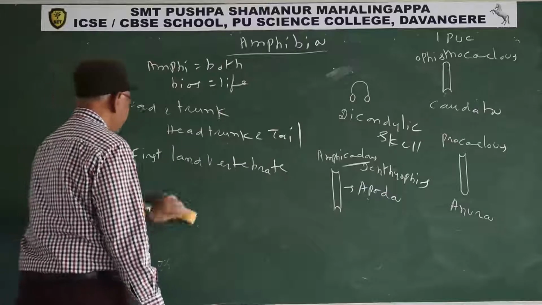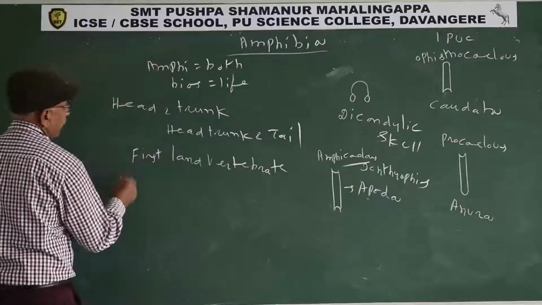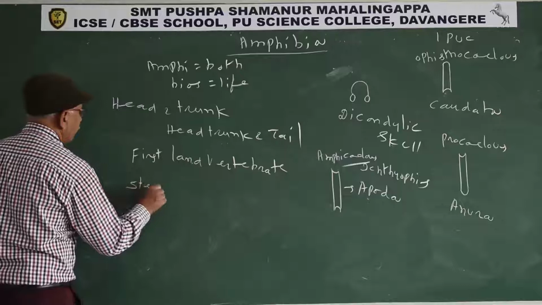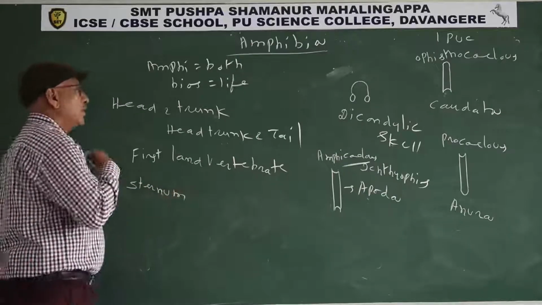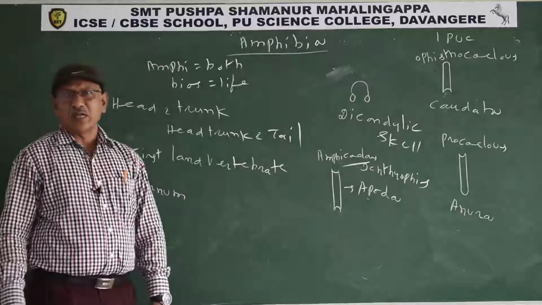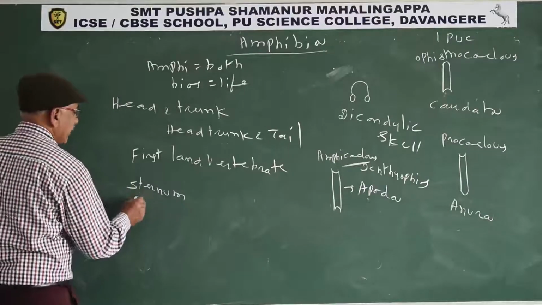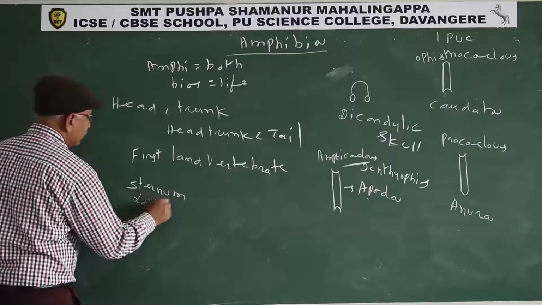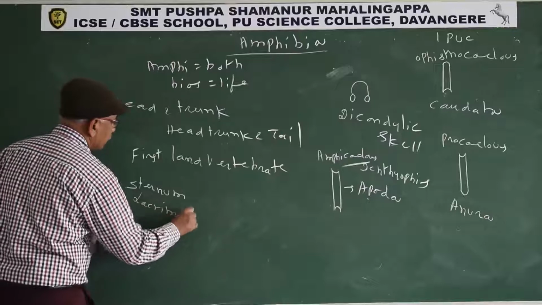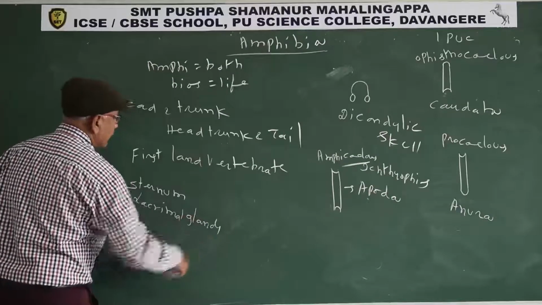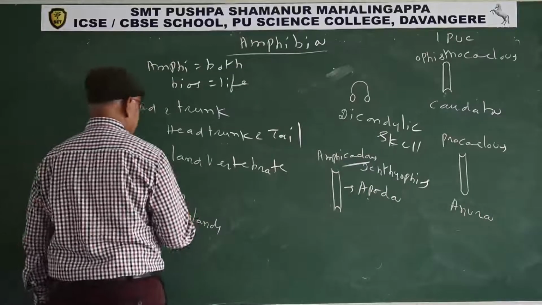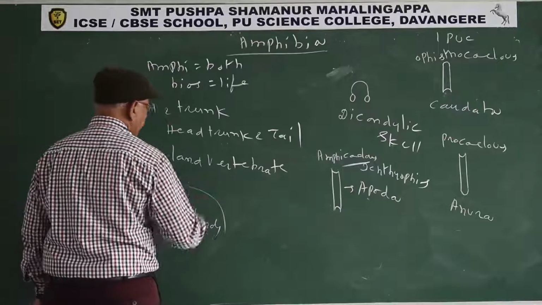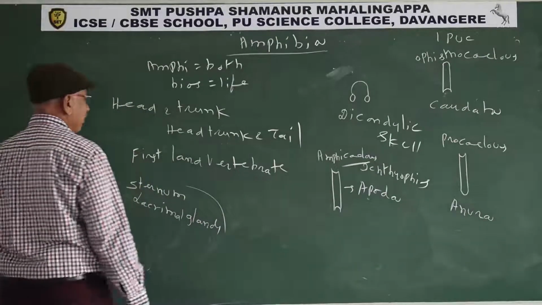Next point is sternum, the chest bone. Chest bone or breast bone is known as sternum. Sternum and lacrimal glands first evolved in amphibia.